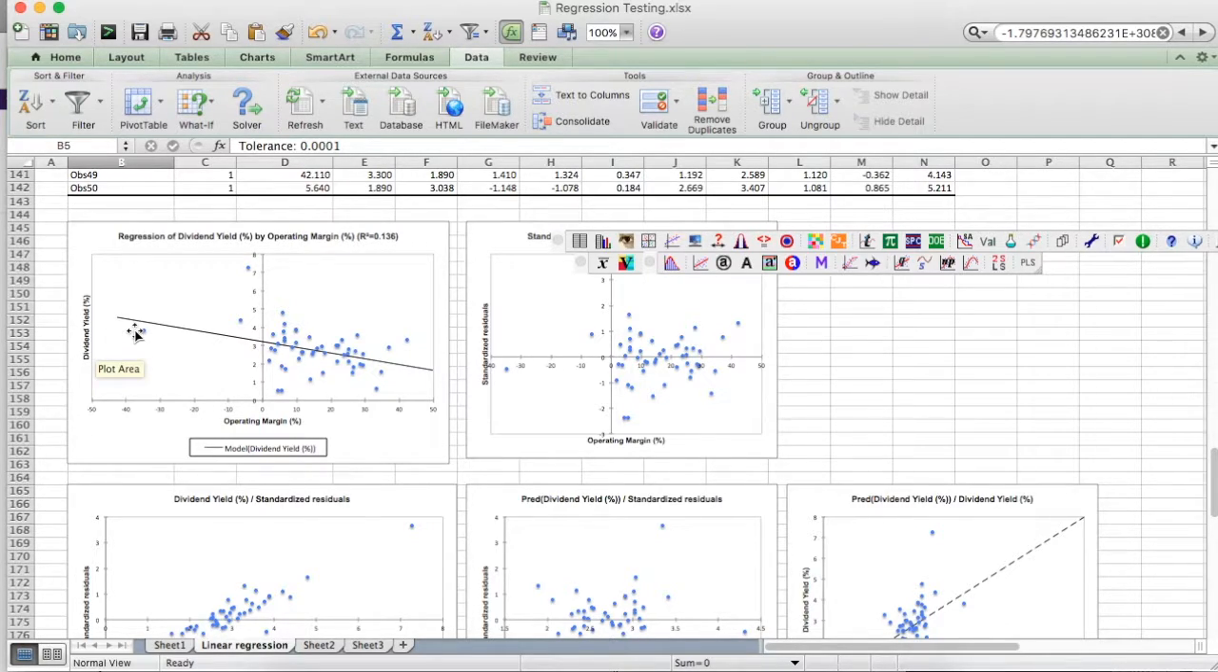Looking at this model right here, it's actually trending downwards with all of the companies that we've taken into account. We have one outlier that's hanging out here, which has a high negative operating margin, but is still probably among the top 30% of our sample of 50 within the dividend yield.